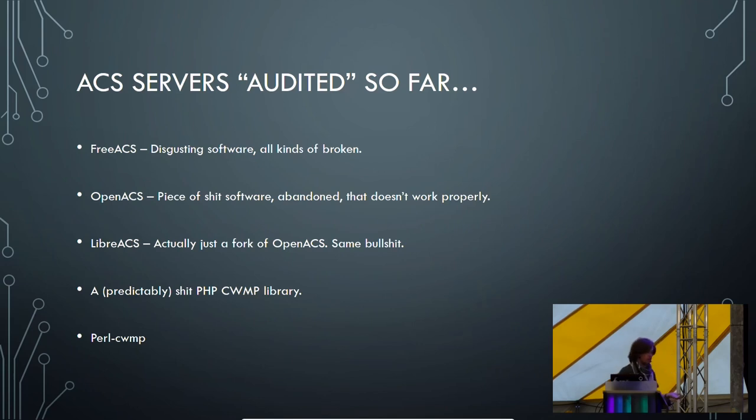They should just stop and find something else to do. OpenACS is a complete piece of shit that barely works. It's abandoned. The person who wrote it clearly put a lot of effort into it once and then realized they were going down the path of madness and stopped. LibreACS is a fork of OpenACS. It's also abandoned. It's the same bugs. I found a PHP CWMP library, like a PHP ACS that people are using in production, and it's written in PHP, so it's going to have problems. And there was also Perl CWMP, because apparently XML people love Perl, or Perl people love XML, whichever. So I decided to look at that as well, and we found some pretty fun stuff.